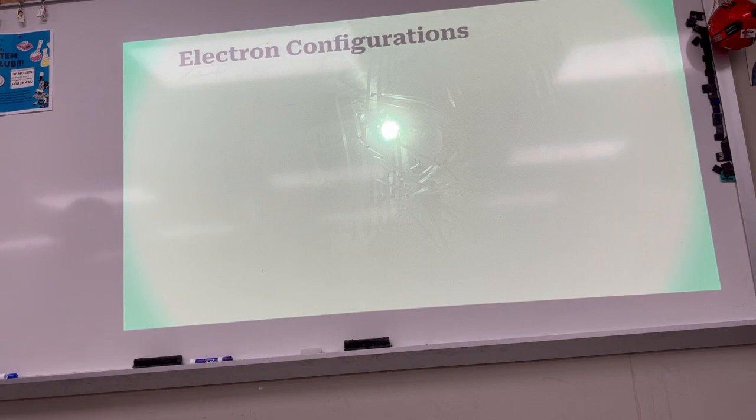Let's talk about what we're actually gonna learn this time, electron configurations, okay? So we've done electron configurations for individual atoms, right? Can someone just spout out the electron configuration for boron really fast?